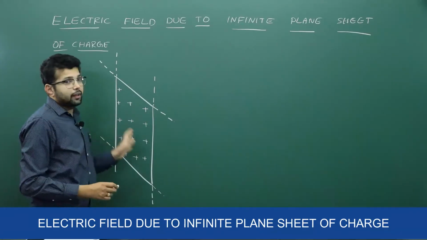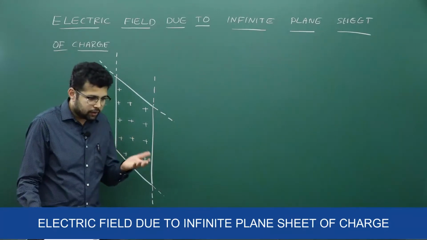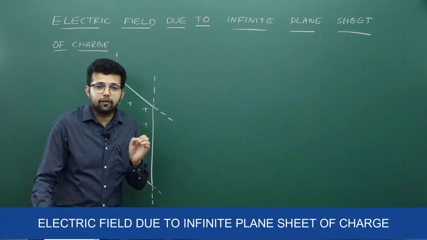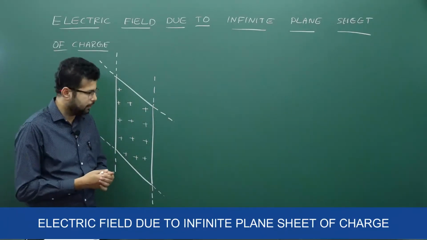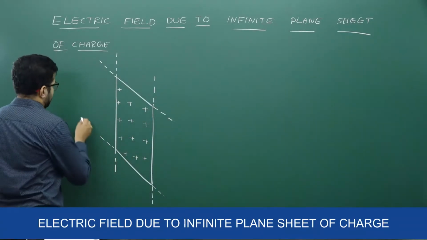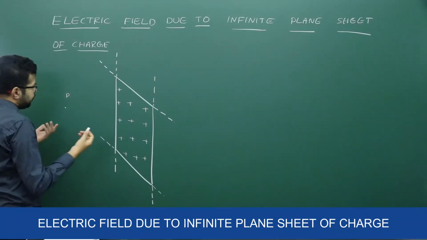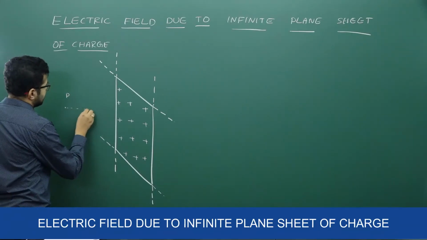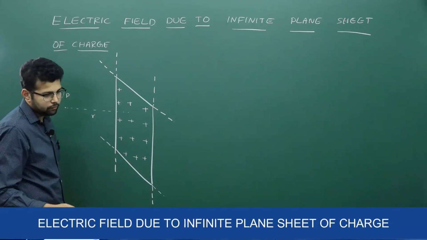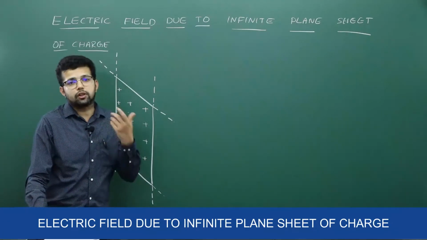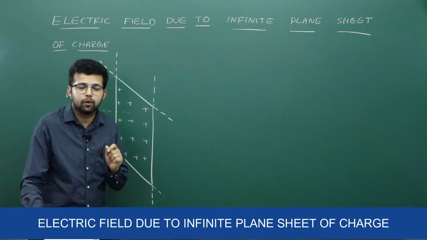Now, I want to calculate the electric field due to this. So, what to do? In the previous session I have already explained, electric field is always defined at a point. So, we need to locate where the point is. Say I consider a point P somewhere here, situated at a distance r from the plane sheet of charge. Then I want to use Gauss law to calculate the electric field.